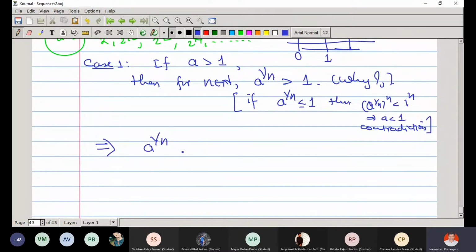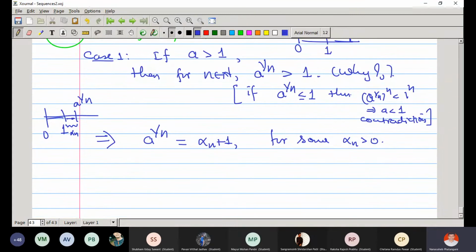Therefore a raised to 1 by n is 1 plus alpha n for some positive alpha n. A raised to 1 by n greater than 1 means a raised to 1 by n is 1 plus something, and that something is alpha n. So this additional part is alpha n, and that additional part depends on n.